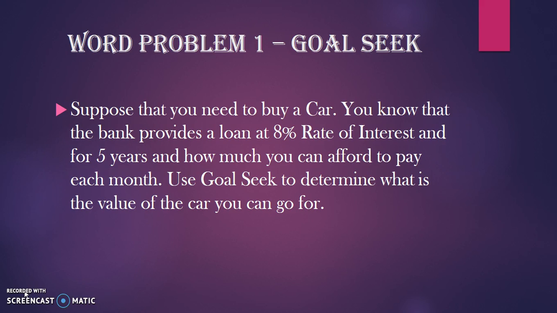Suppose that you need to buy a car. You know that the bank provides a loan at 8% rate of interest and for 5 years, and how much you can afford to pay each month. Now you have to use goal-seek to determine what is the value of the car you can go for. That means you know the interest rate offered by the bank and the time period for which the loan is being provided to you, and you also know how much you can pay as a monthly installment. So you need to find out the loan amount that you can take from the bank. Let us formulate this problem in Excel.